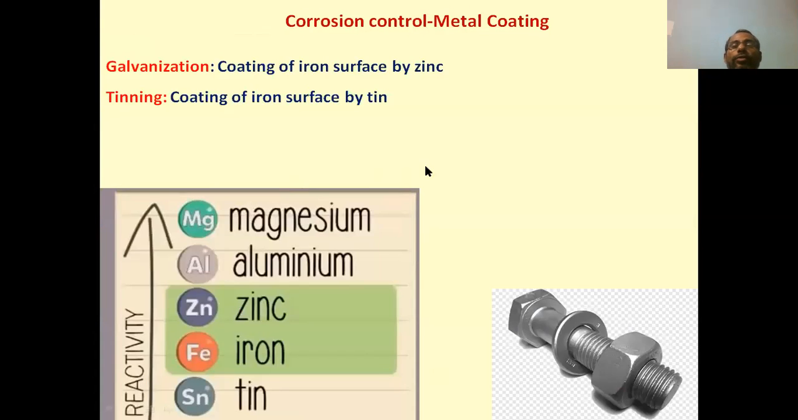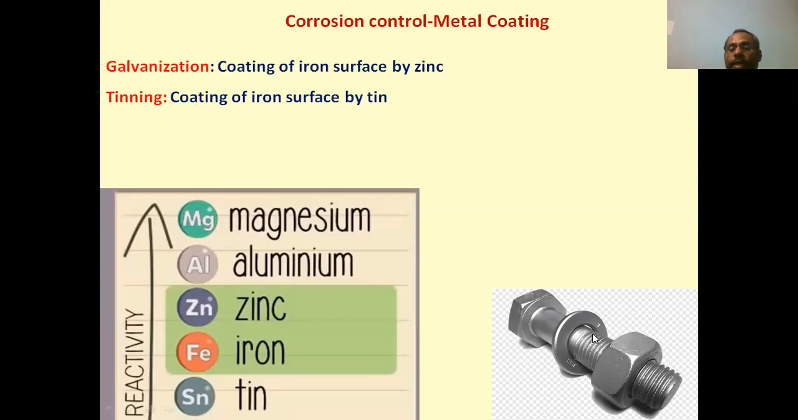Now another is corrosion control by metallic coating. Normally in our day-to-day life, we see these two processes being used. One is galvanization, which is nothing but coating of an iron surface by zinc. So iron is protected from corrosion by giving a coat of zinc over it. Then tinning: iron is protected by a coat of tin over it. So this is galvanization and this is tinning.